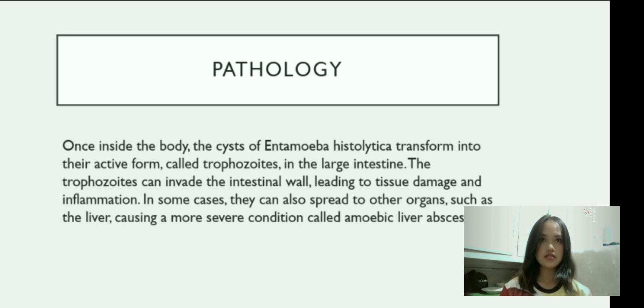Pathology. Once inside the body, the cysts of Entamoeba histolytica transform into their active form called trophozoites in the large intestine. The trophozoites can invade the intestinal wall, leading to tissue damage and inflammation. In some cases, they can also spread to other organs such as the liver, causing a more severe condition called amoebic liver abscess.